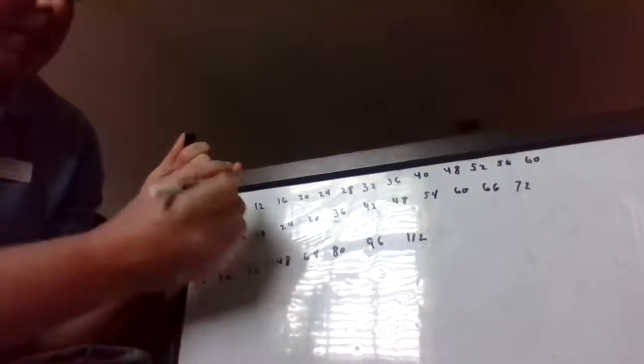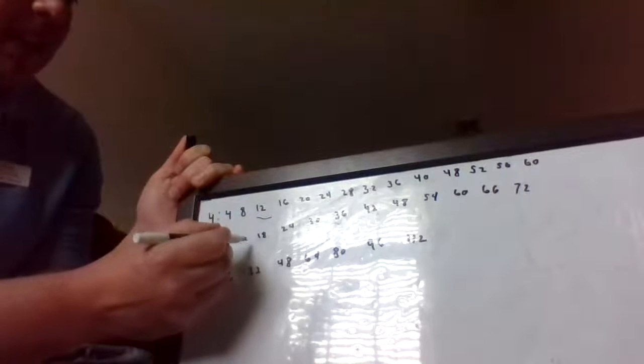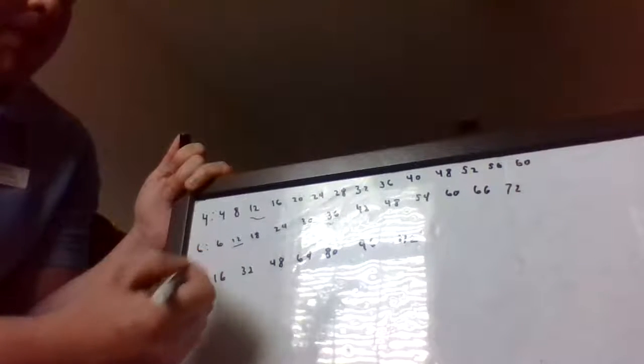So we're looking for the lowest number that they have in common. Now, when we're dealing with three numbers, we have to find the lowest number that all three of those numbers have in common. So here, 4 and 6 have 12 in common. But we can't use that because 16 doesn't have 12 anywhere in its multiples. So we're going to mark 12 out.